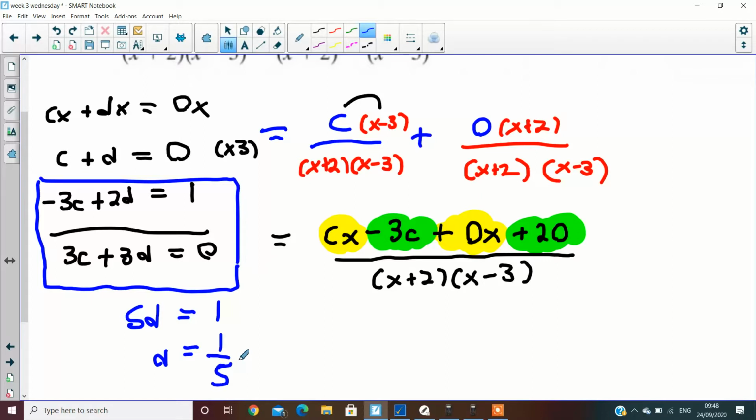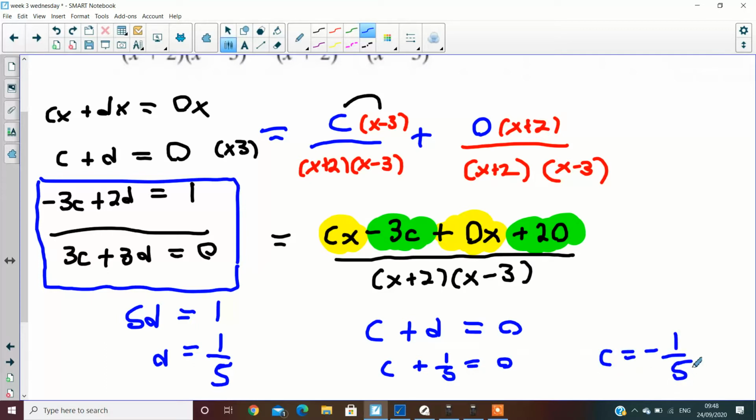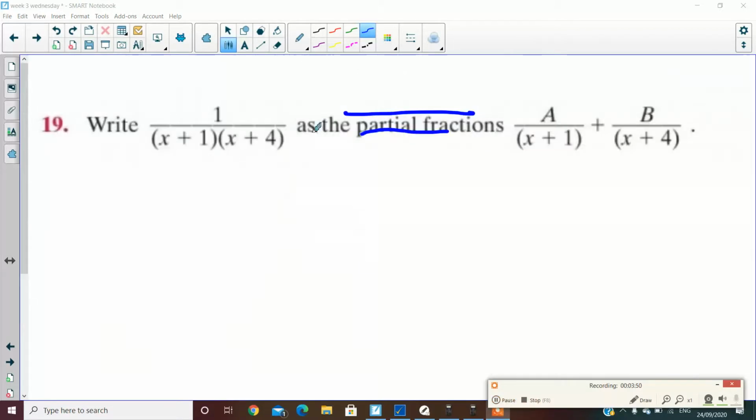Next part. How do I figure out what C is then? C plus D equals 0. So what does that mean? C plus 1 over 5 equals 0. This implies that C equals minus 1/5. Is that all right? Okie dokes. So it's going to be 1 over.